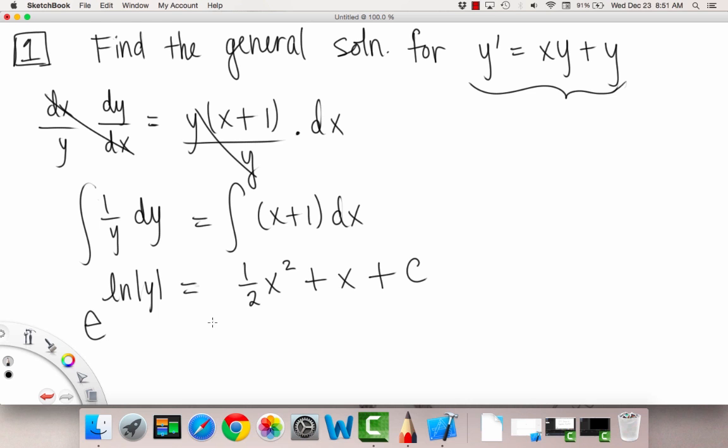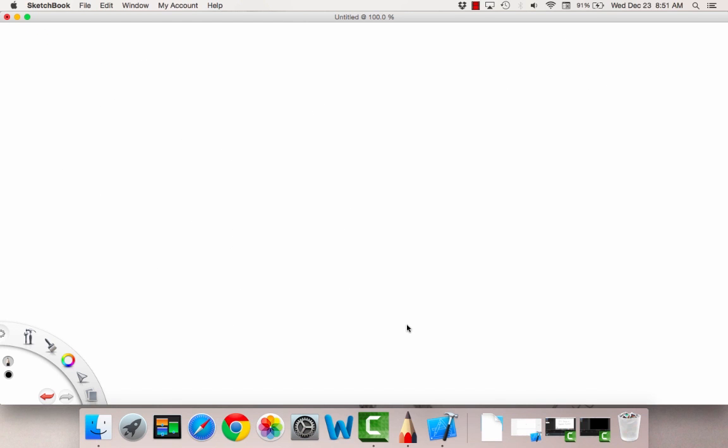So what we're going to do now is exponentiate both sides, so that cancels out, and we get absolute value of y is equal to e to the, and all of this is in the exponent, all of this is in the power, e to the 1/2 x squared plus x plus c. We'll wrap up this problem on the next slide.